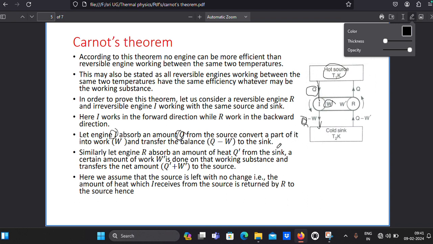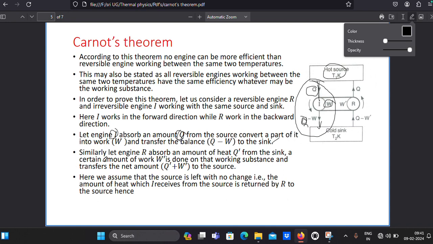Okay, next. Similarly, the above was the irreversible engine. Next, what is the reversible engine doing? The reversible engine has to work in reverse. Reverse means that instead of taking heat energy from the source and giving heat energy to the sink, it has to take the heat energy from the sink and give it to the source. That is important.